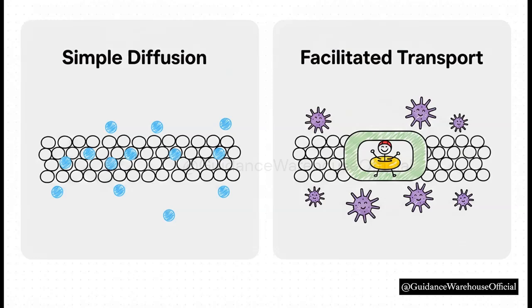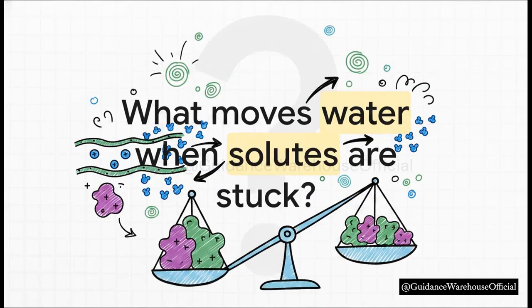But polar substances and ions, like sodium or glucose, they get repelled by that lipid core. They need facilitated transport. Basically, they need special protein doors, like channel or carrier proteins, to shield them and help them cross over. It's still passive, they're still floating down the river, they just need a special inner tube to float in. But hold on a second.